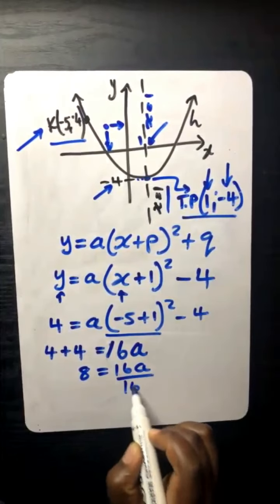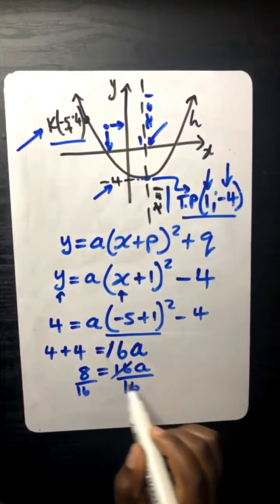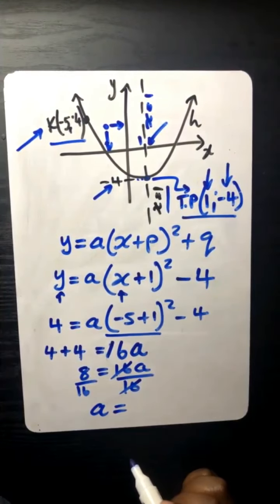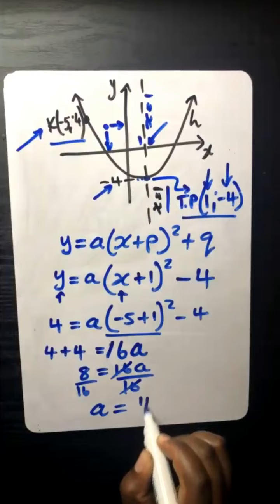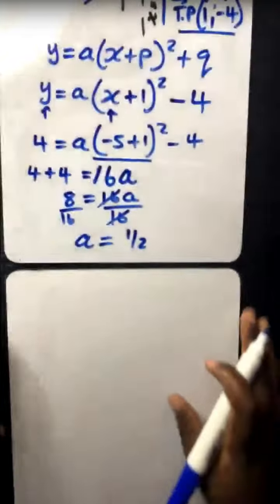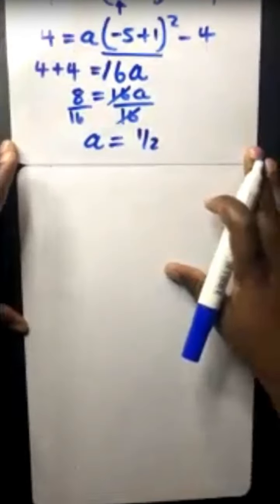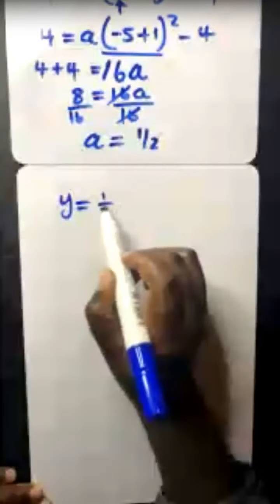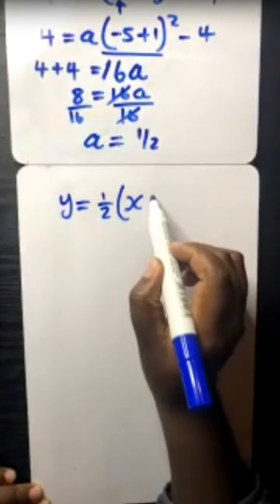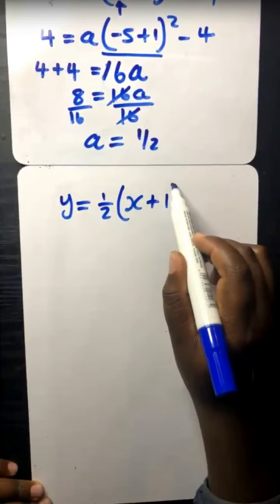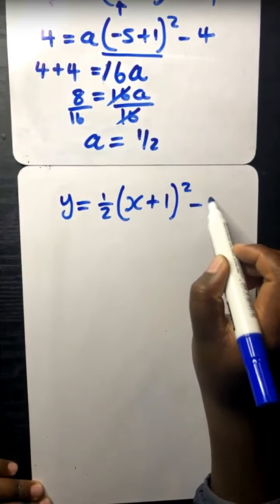So you divide by 16 on both sides so that it cancels, and your a is equal to what is that? Is it 1 over 4 or 1 over 2? It's positive 1 over 2. So can you now see that we have the value of a? So you can say y is equal to positive 1 over 2 into x plus, what did we say? Our p value we said is 1, and then this was -4.